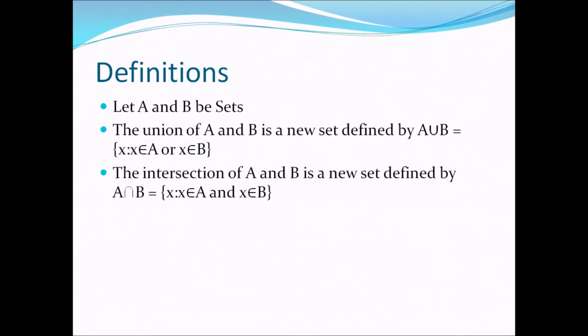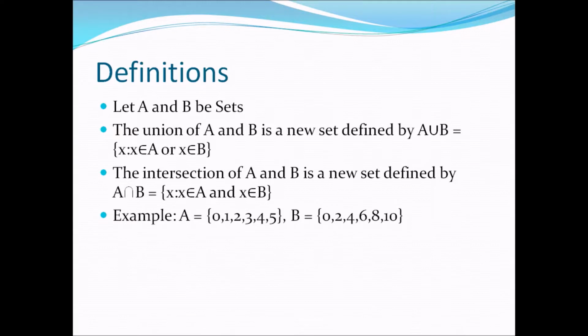The intersection of A and B is a new set defined by A intersect B, which is equal to the set of X such that X is in A and X is in B. So if you think about a Venn diagram with A and B, where the two circles overlap, that's the intersection. So union has both. It's one or the other, kind of like adding the two sets together. Intersection is taking what's in both of them.